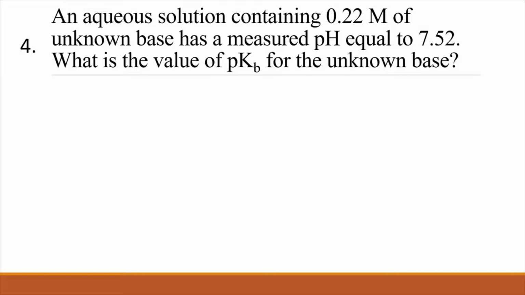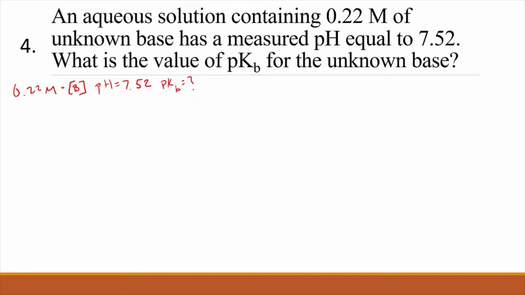All right, number 4. We are told an aqueous solution containing 0.22 molar of an unknown base has a measured pH equal to 7.52, and we want the value of pKb for the unknown base. So we can kind of write down what we know so far. We know we have 0.22 molar of this base. And we have a pH equal to 7.52, and we want pKb, sorry, not pKa.